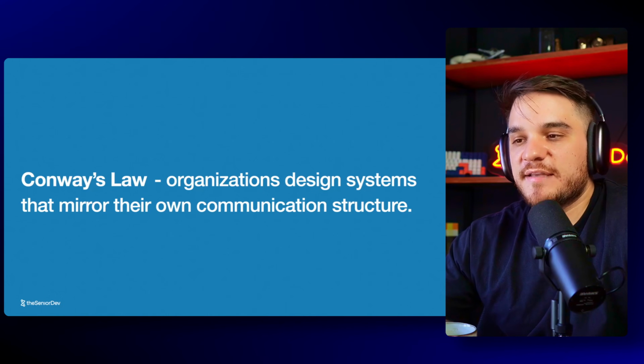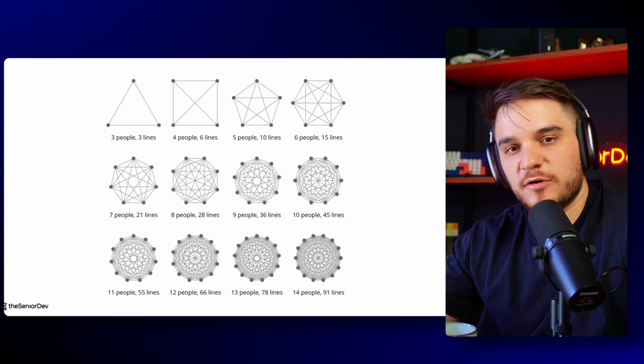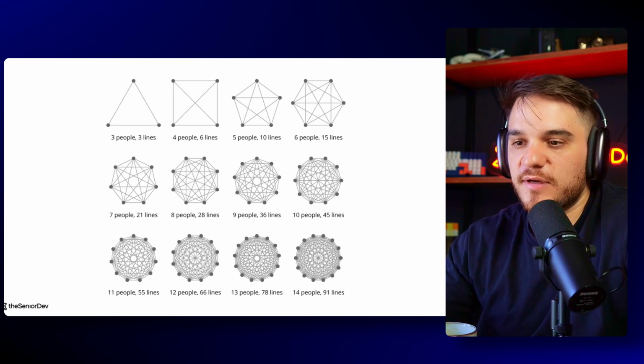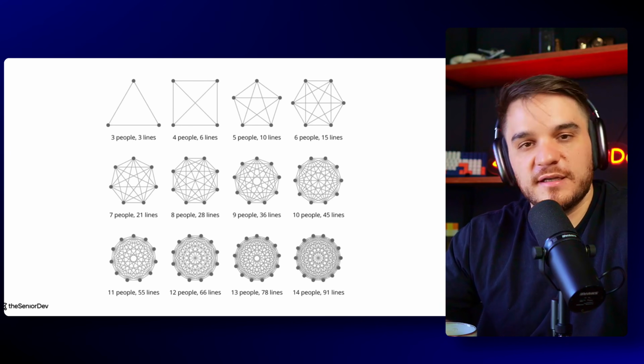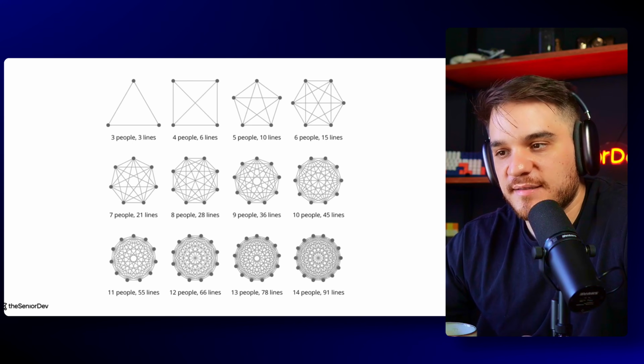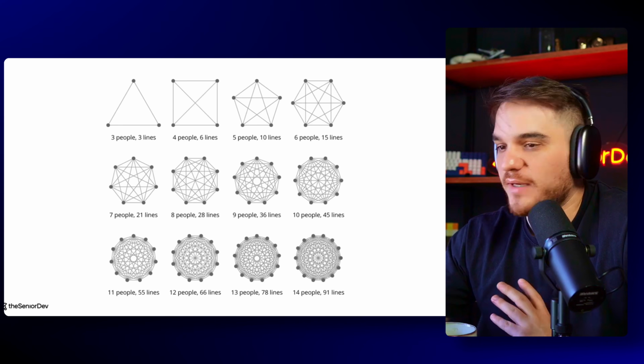The other problem is that as you add more people to a team, you get more communication overhead. So we see when you have 3 people in a team, there's basically 3 direct lines of communication. When you have 14 people, there are 91 lines. And so it's just very hard for everybody to communicate.